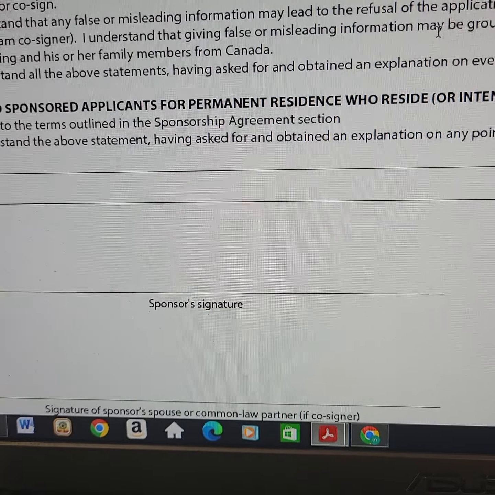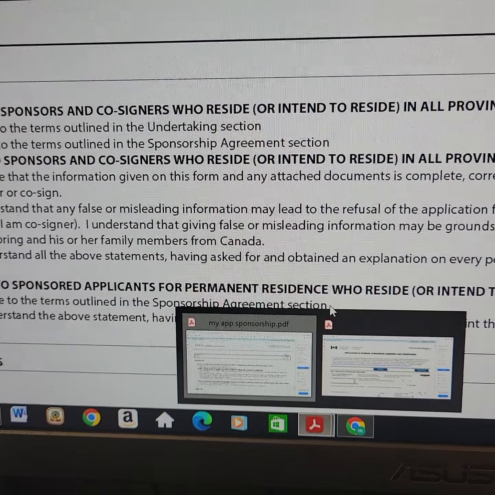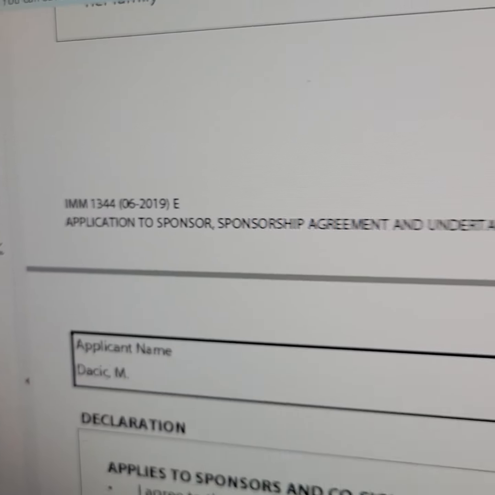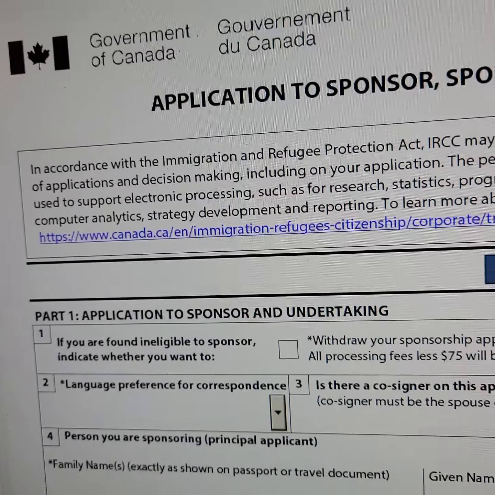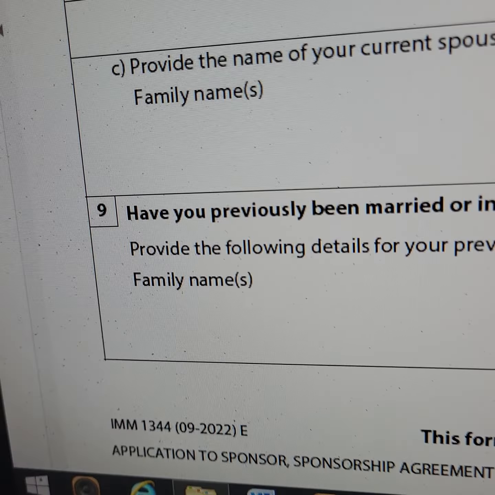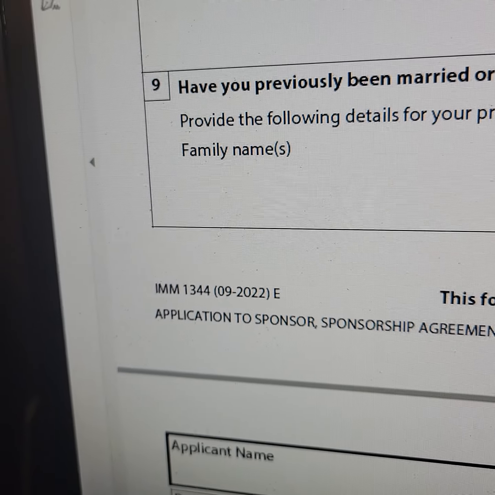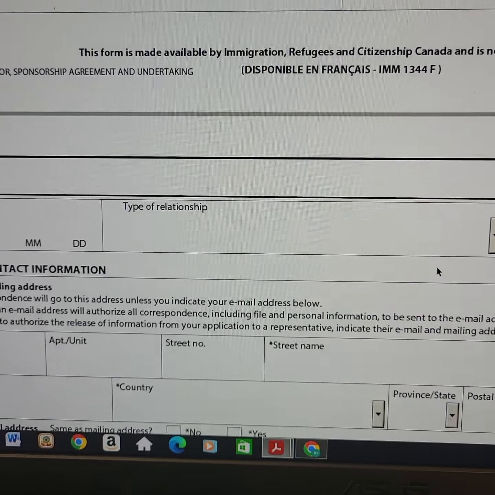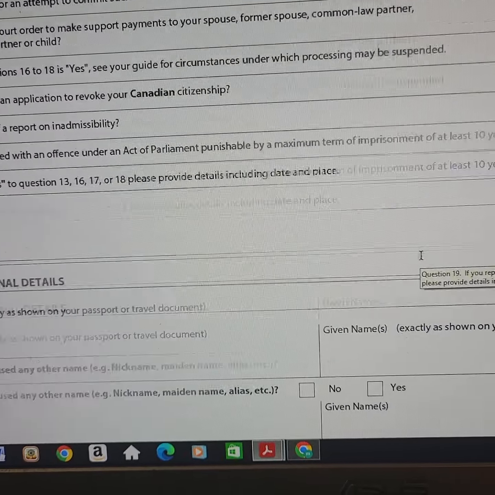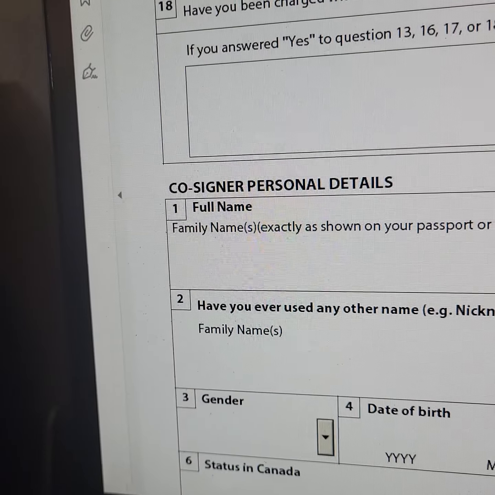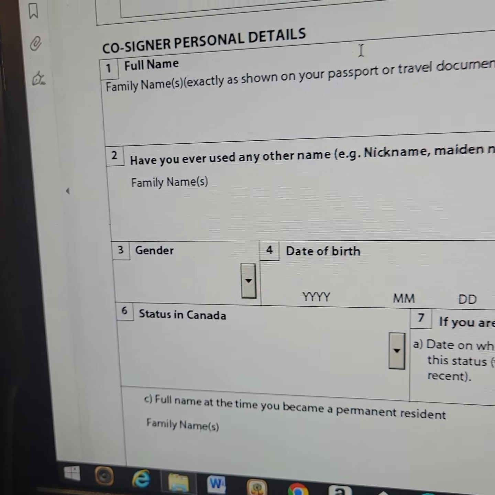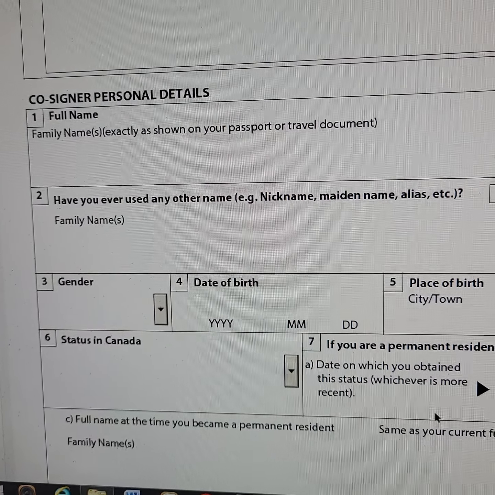Now if I go back, because this is the application that I did and it was in June 2019, and like I mentioned before, the newest one is September 2022, which is like right now. Okay, so in this one, the only difference between the two is that here they just added the co-signer's personal details, which you don't have to fill out. Okay, you just put NA. You can put NA right on the top. You don't have to go through every single thing.